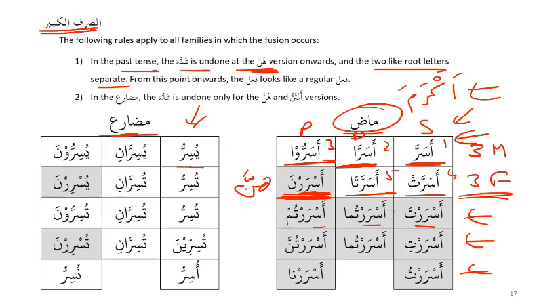Okay, yusirru. So here we are doing fail mudare. So yusirru, yusirrani, yusirruna. Are we merging over here? So this is a merging, this is fusion. Yeah. Yusirru, yusirrani. With fail mudare, there are only two places where the merging doesn't happen. And these are the two female plural places. So what's this yusrirna?